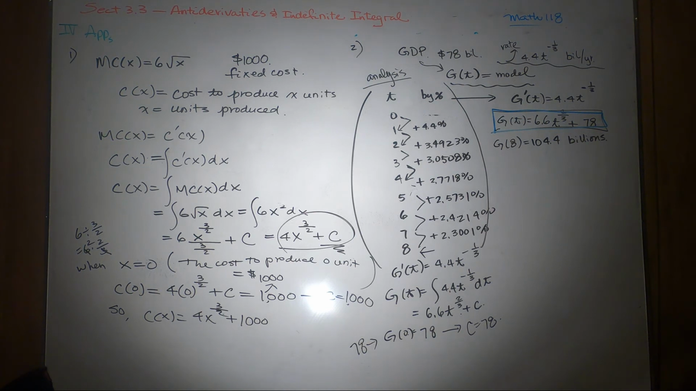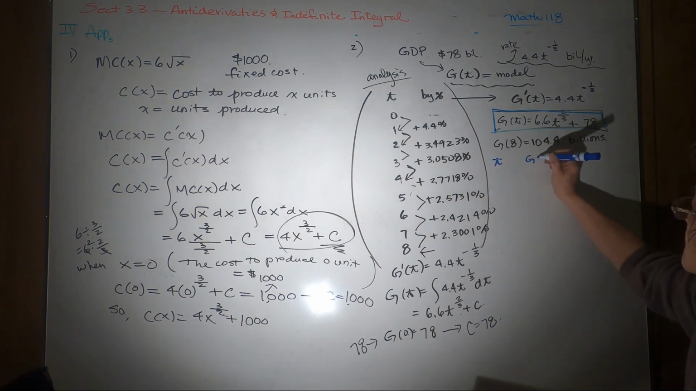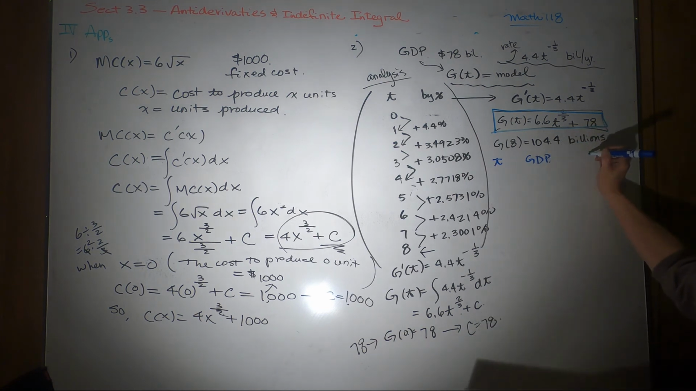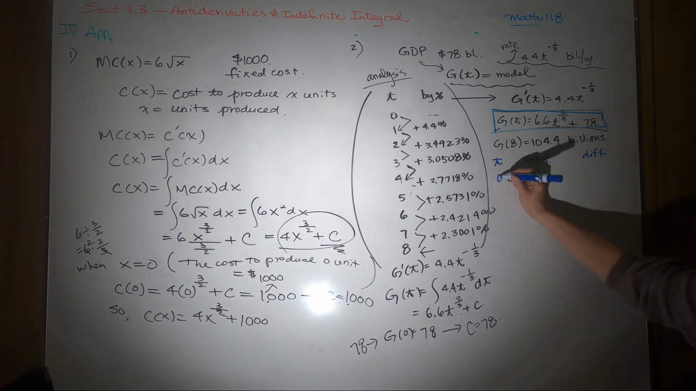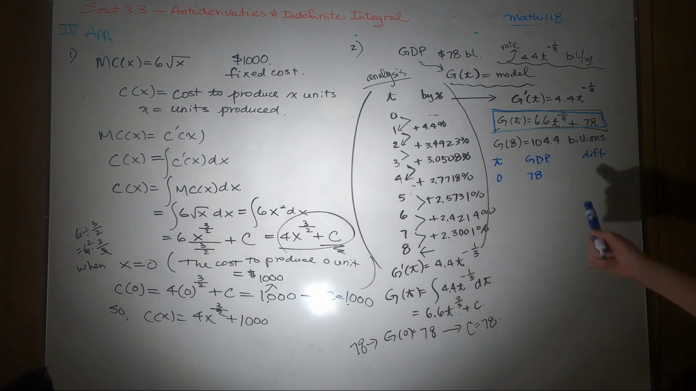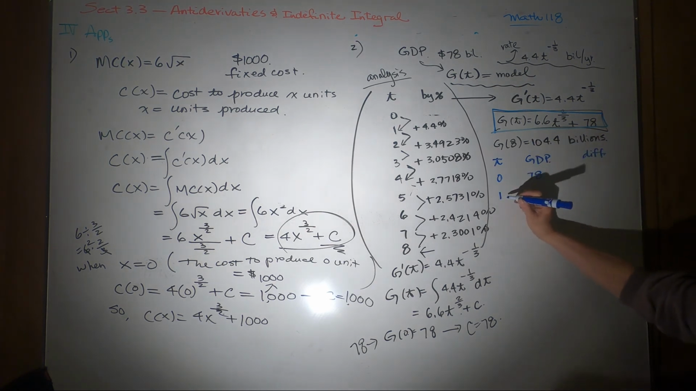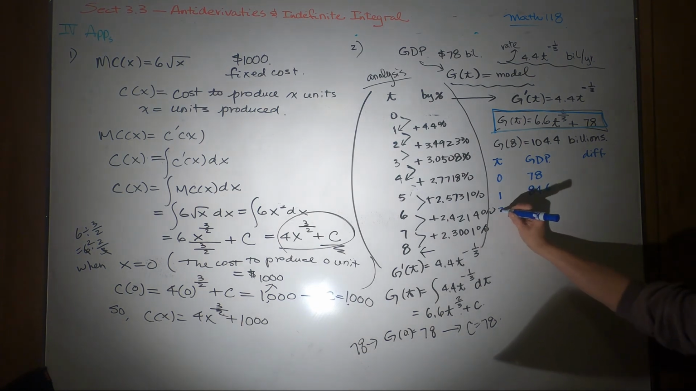Okay, since I have the model from the rate of change, I get the GDP model. If I use this model, what does it tell us? So this is T, this is our GDP. Then let's just find the difference. At year 0, we start from 78 billion. I'm just plugging in here, right? So I plug in 1, I have 84.6 billion.